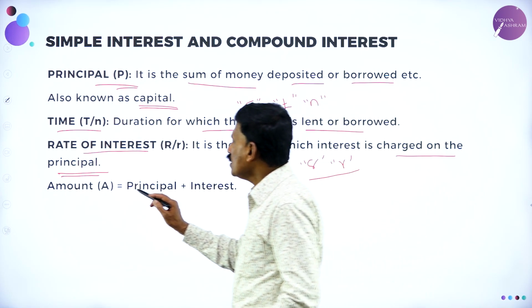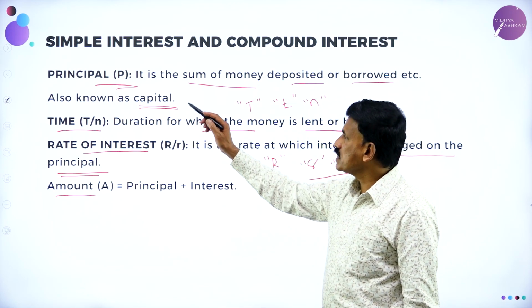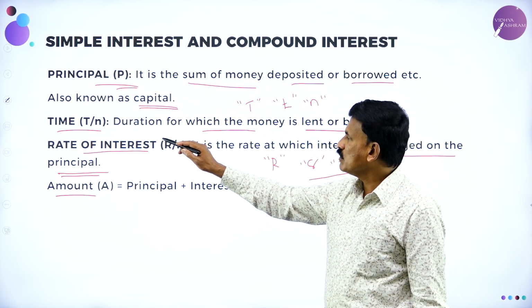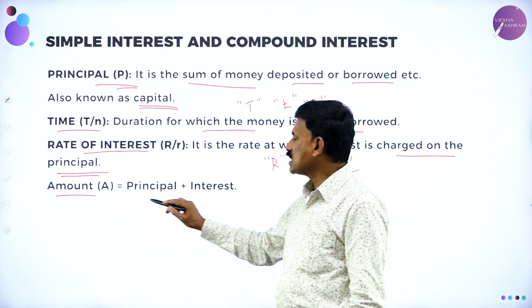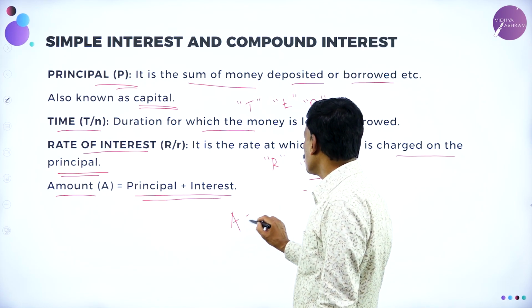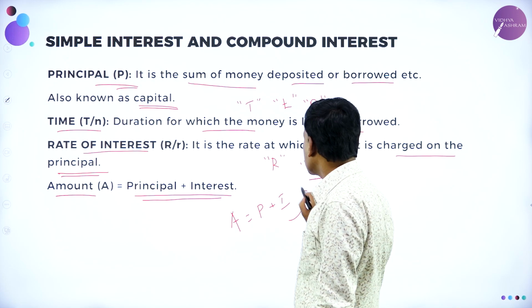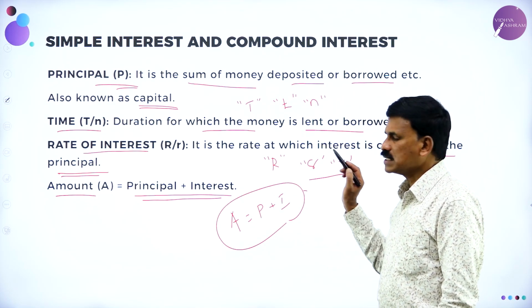And now the last one is the amount. What is an amount then? So far we have studied the principal, the rate of interest and the time taken. Now amount is nothing but the principal plus interest. Amount is always equal to principal plus interest.